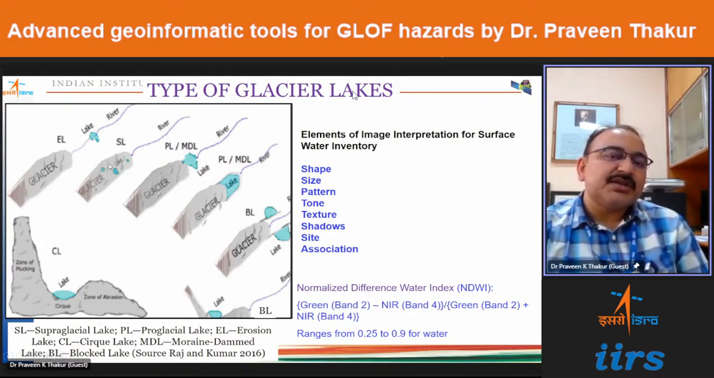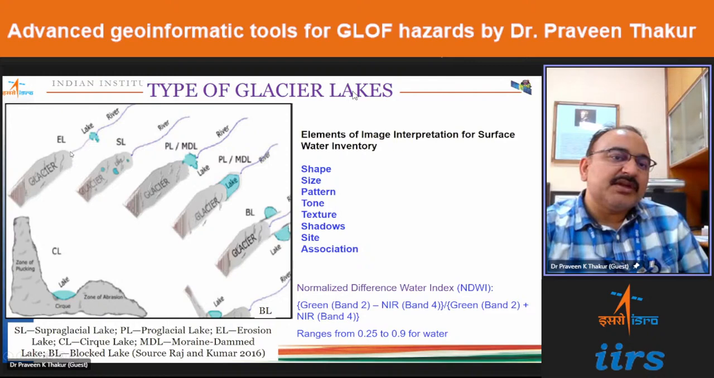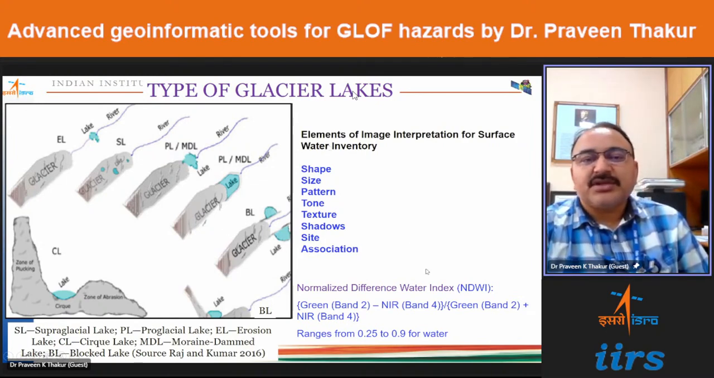Then you have the supraglacial lakes, which are on the surface of the glacier, which keep on changing their shape and size with time. And then this is the end lake, where the glacier is far detached from the main body, and the lake is further downstream of the main lake. And to map these lakes using optical data, generally you can use NDWI, or in some cases NDVI also, you can use to map them on cloud-free optical data.